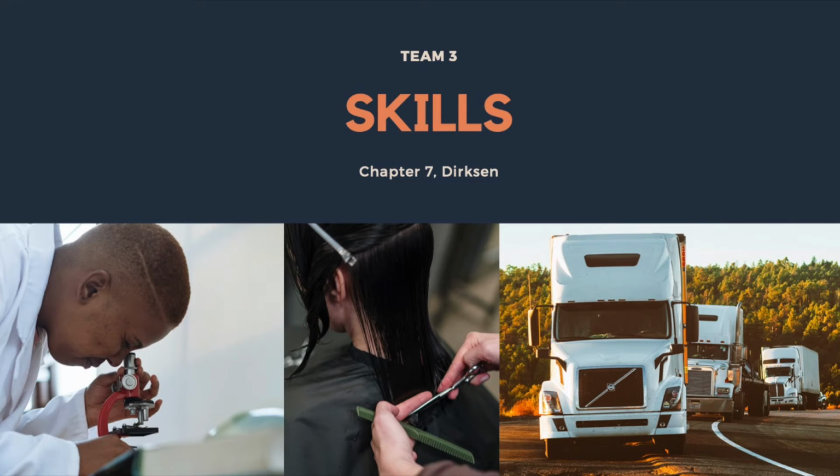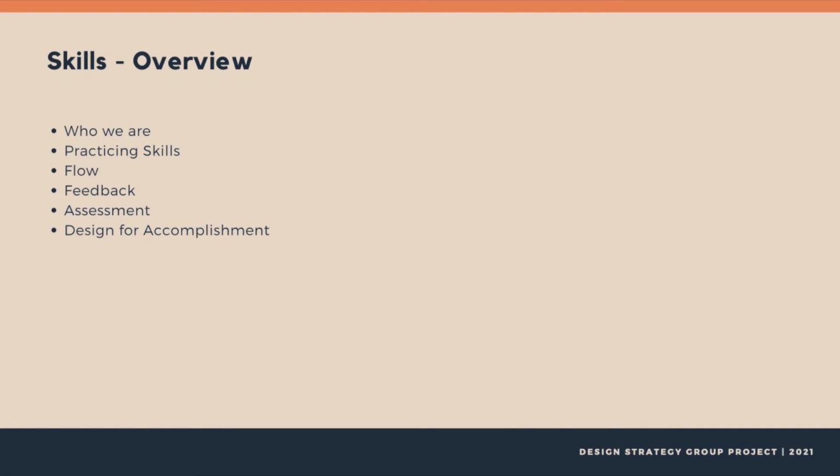Welcome to Team 3's presentation on skills from Chapter 7 in the Dirksen text. First, we're going to go over an overview of what we'll talk about today. Talk about who we are, practicing skills, the concept of flow, feedback, skills assessment, and designing for accomplishment.